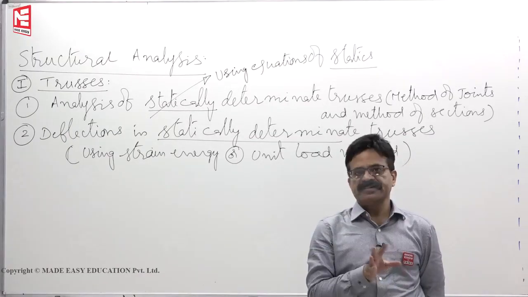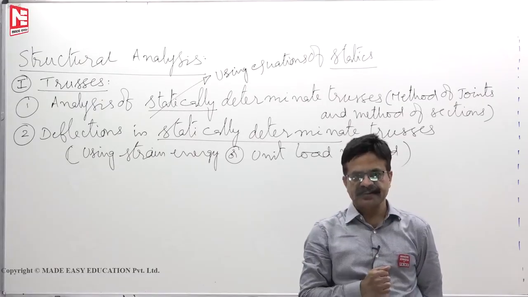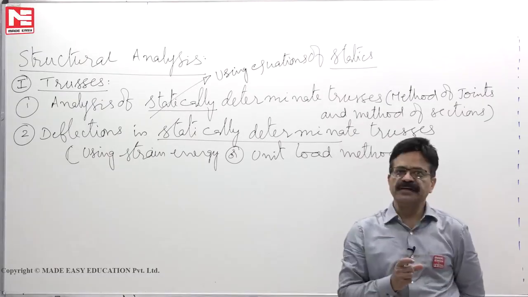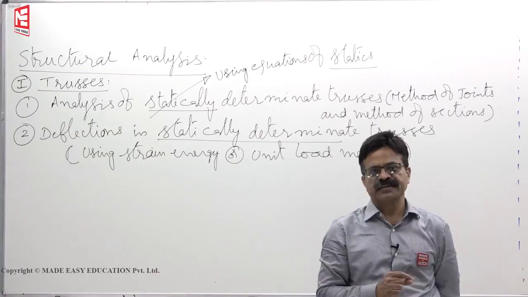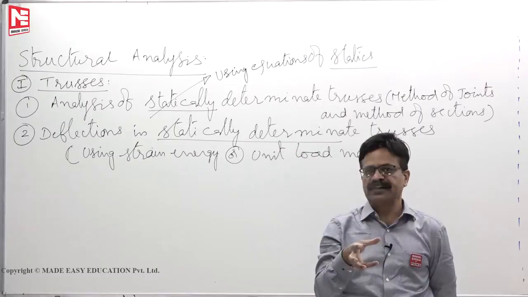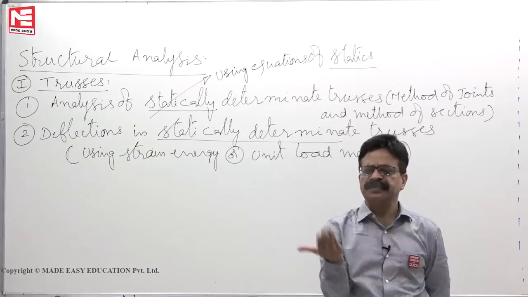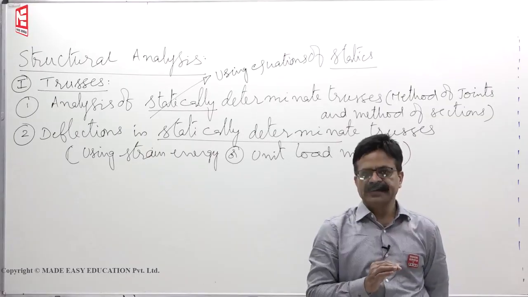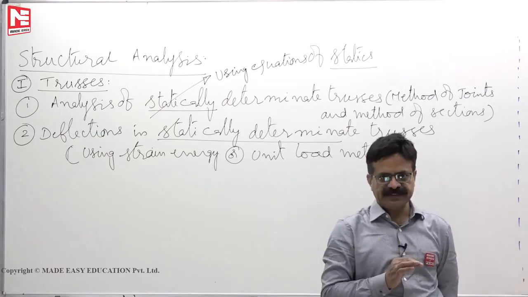Equally important is the stiffness. That means the deflections must be well within the limits. If we know how to calculate the deflections, then we will know how to control them. If deflections are more, and you know how to find them, by increasing the member size or something else we can reduce the deflections. So deflection or stiffness criteria is also equally important.